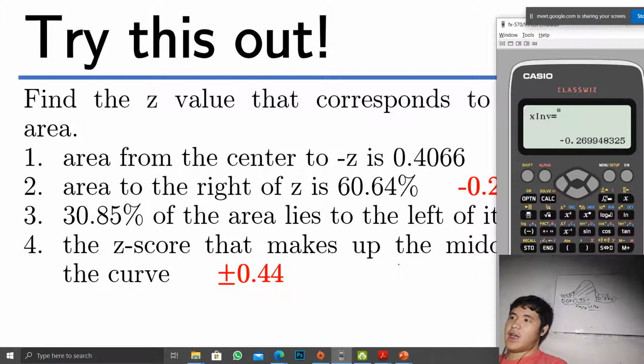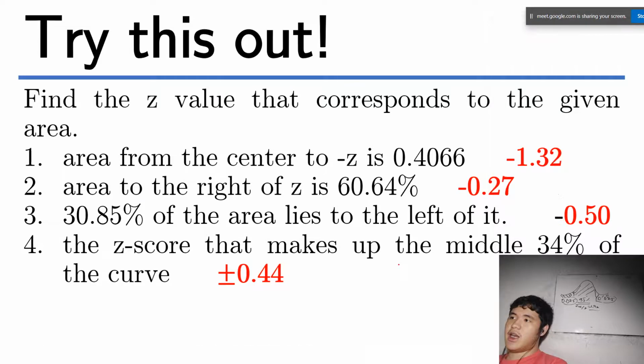Next, 30.85% of the area lies to the left of it. Negative 0.3085. Ay, sorry. 0.3085. Negative 0.5. Ayan, and lastly, di ba pareho?